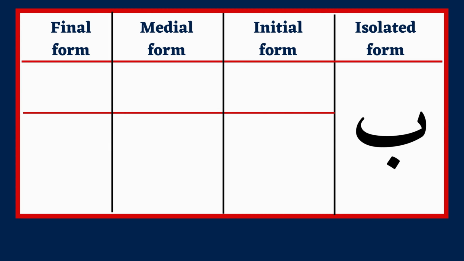Ba at the beginning of a word. Ba accepts joining from both right and left sides. The correct representation when Ba begins a word, indicating its openness to connect with the next letter, as it appears in this word.